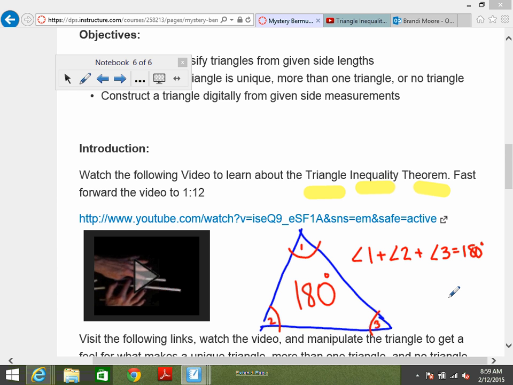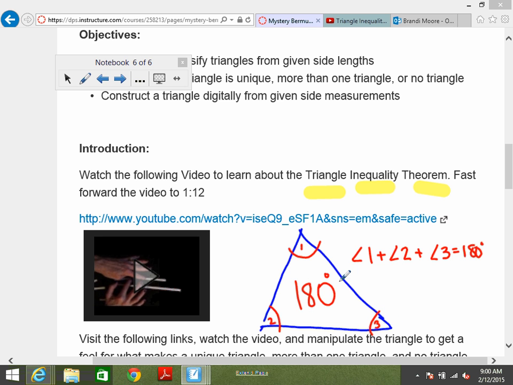Okay, that's one part of the triangle. Now, the other part that we're working with today is brand new, because the first is something that you should already know prior to 7th grade. That's not new, knowing that a triangle adds up to 180. That's something you learned in elementary school. So that's not the new 7th grade material. The new 7th grade material deals with the sides of a triangle. That means the lengths of the sides.